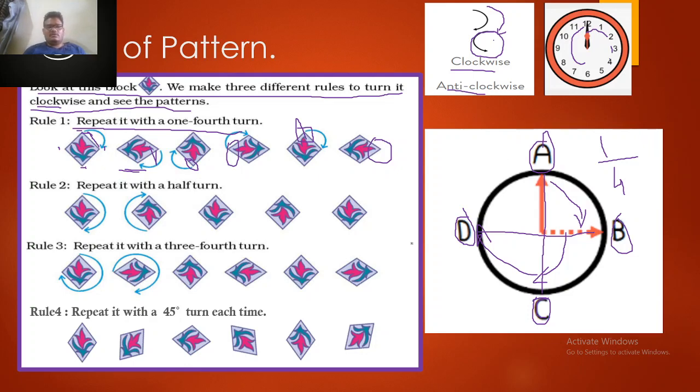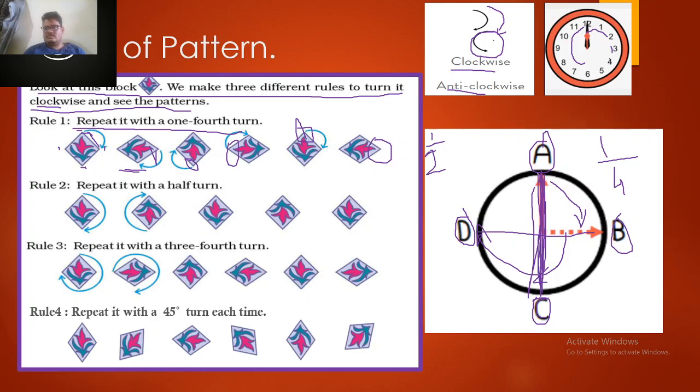Okay, now coming to the next point: repeat it with a half turn. Now suppose this circle is divided into two equal parts. Half turn means 1 by 2. So out of two parts we have to turn the pattern one time. Suppose these are the two parts I am making.